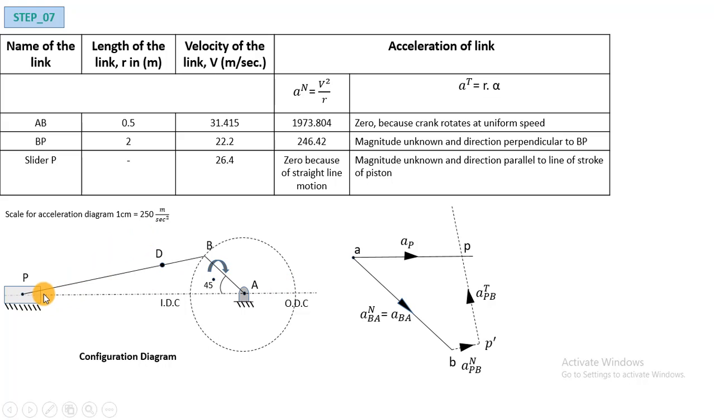Now to get the total acceleration of the connecting rod, we have to connect B and P. We have connected these two points, and this represents the total acceleration of the connecting rod. Once we get it, we are done with the acceleration diagram. Now we proceed to locate point D on the vector BP. The point D will divide the vector BP in the same ratio as it divides the length of the connecting rod.